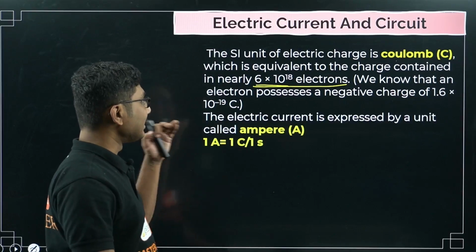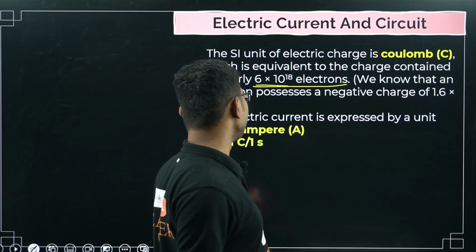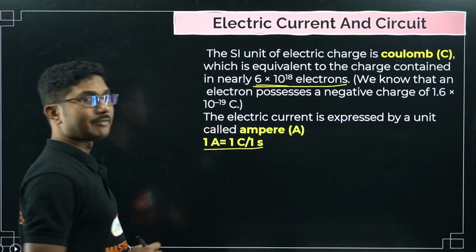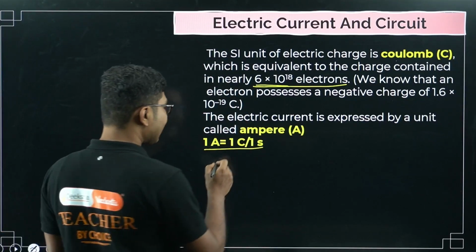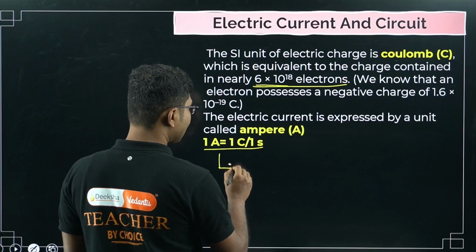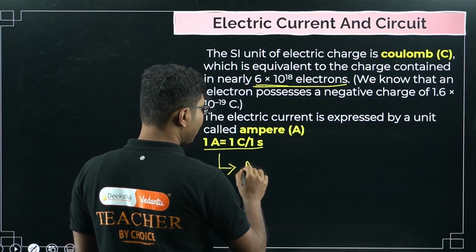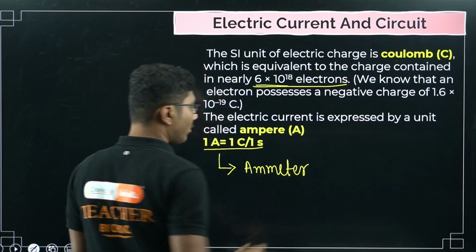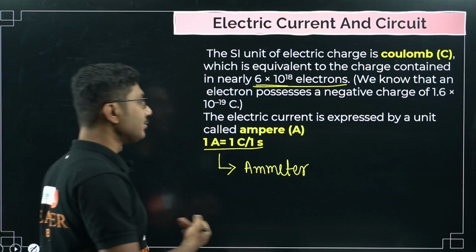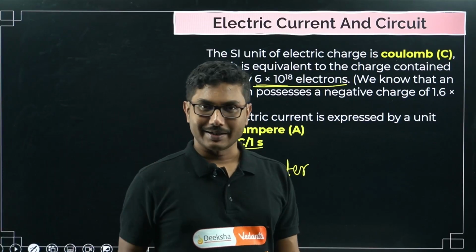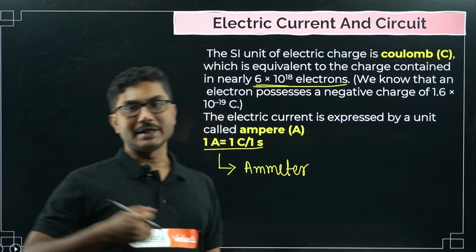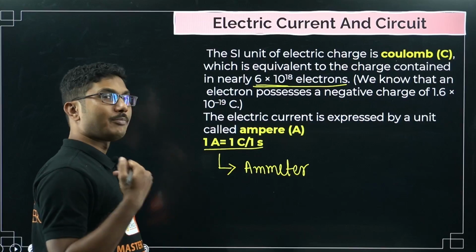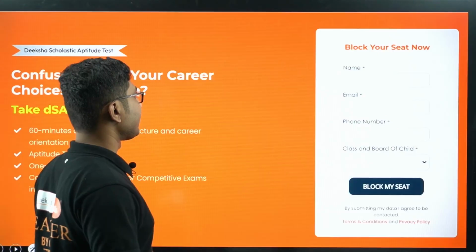Now what next? Electric current is expressed by a unit called the ampere, and an ampere is basically 1 coulomb divided by 1 second, and the device that is used to measure the current is an ammeter. Ampere is the unit, ammeter is the device to measure current. So this is also very, very important for your objective questions.